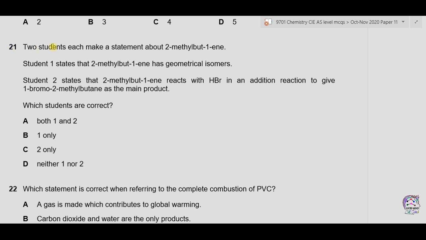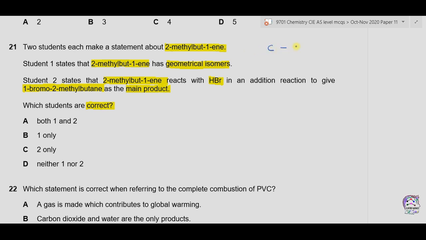Question 21. 2 students each make a statement about 2-methyl-but-1-ene. Student 1 states that 2-methyl-but-1-ene has geometrical isomers. Student 2 states that 2-methyl-but-1-ene reacts with HBr in an addition reaction to give 1-bromo-2-methylbutane as the main product. Which students are correct? Let's draw the structure of 2-methyl-but-1-ene.